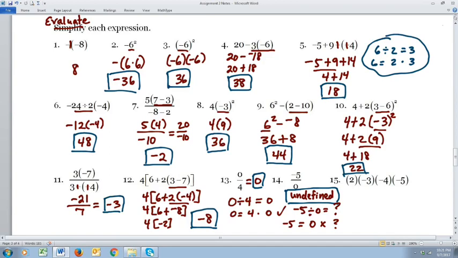Let's go on to 15. Again, with multiplication, we can multiply in whatever order we want. Let's pair these up, and we're going to get -6 and 20. And when we multiply, we get -120.